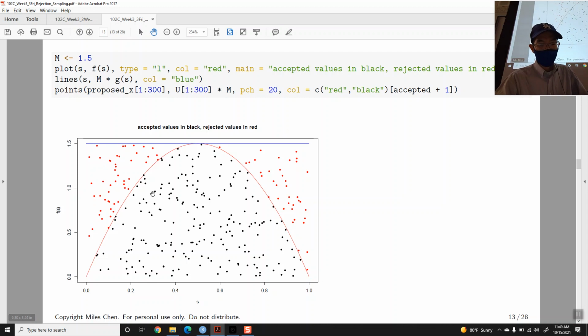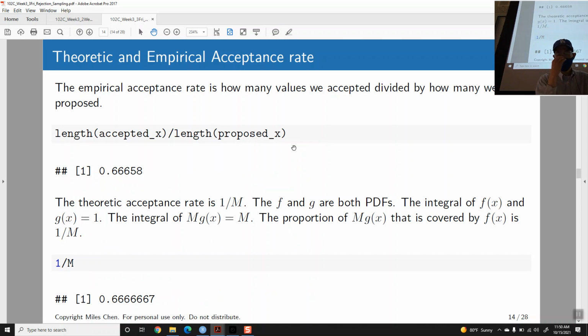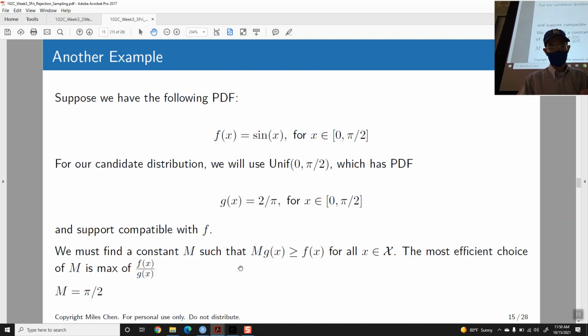So how much of it is covered by the distribution f? The area under f is 1. The area under m times g is m. So the amount that I'm going to accept is going to be 1 divided by m. The proportion of m times g that's covered by f is going to be 1 over m. Okay, so this is my theoretic acceptance rate, 2/3. I think that makes sense.